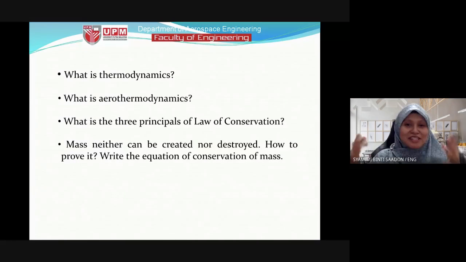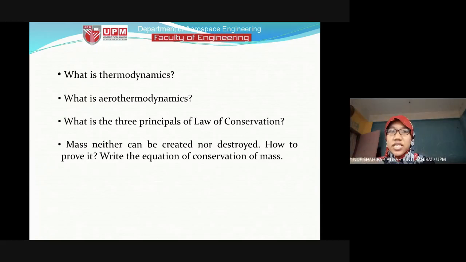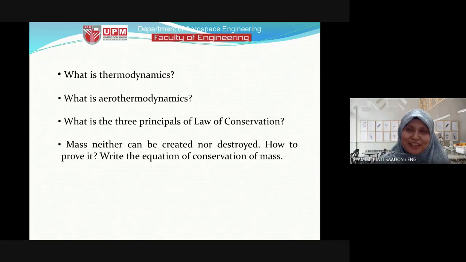The main keyword, just give me the keyword. What do you understand about thermodynamics? Thermal energy converts into another form. Okay, conversion of thermal energy into another form of energy. Okay, that is your answer, right?